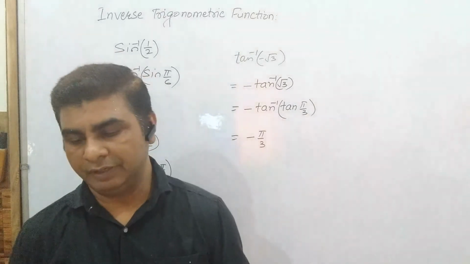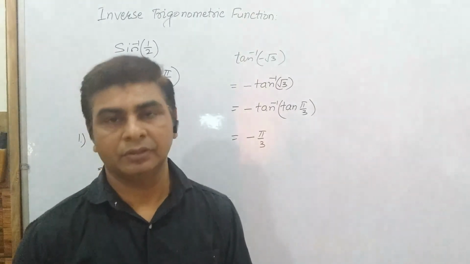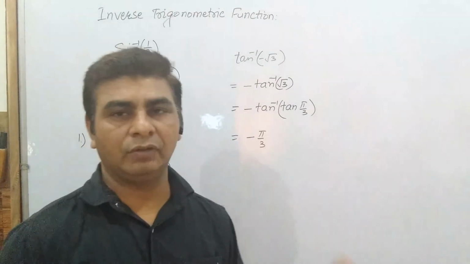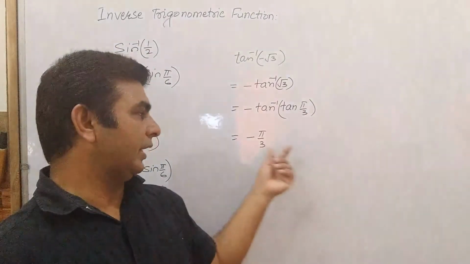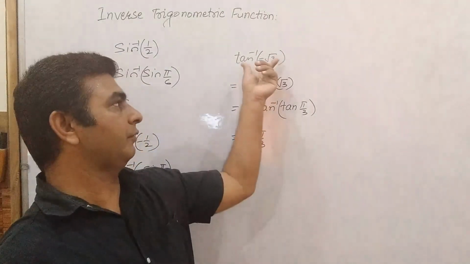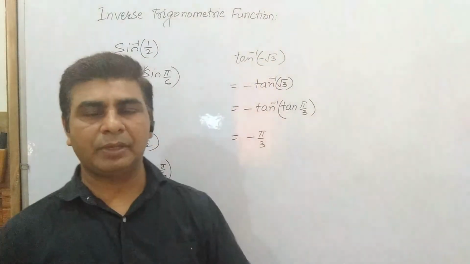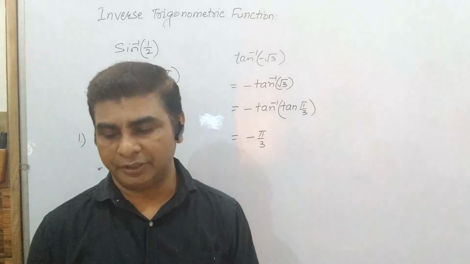Because the principal value of tan inverse x lies between minus 90 to plus 90, it implies the principal value branch for this inverse trigonometric function is minus pi by 3, which is absolutely right.